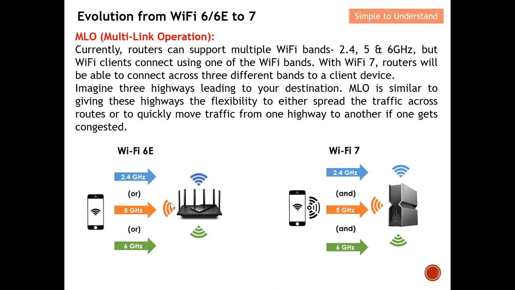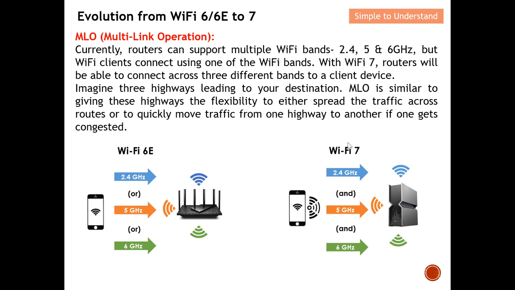In short, for Wi-Fi 6E, for example, if the router wants to connect to this mobile phone, it can be connected either at 2.4 gigahertz, 5 gigahertz, or 6 gigahertz, which means that only one of the frequency bands will be utilized. So basically, this is the feature for Wi-Fi 6.